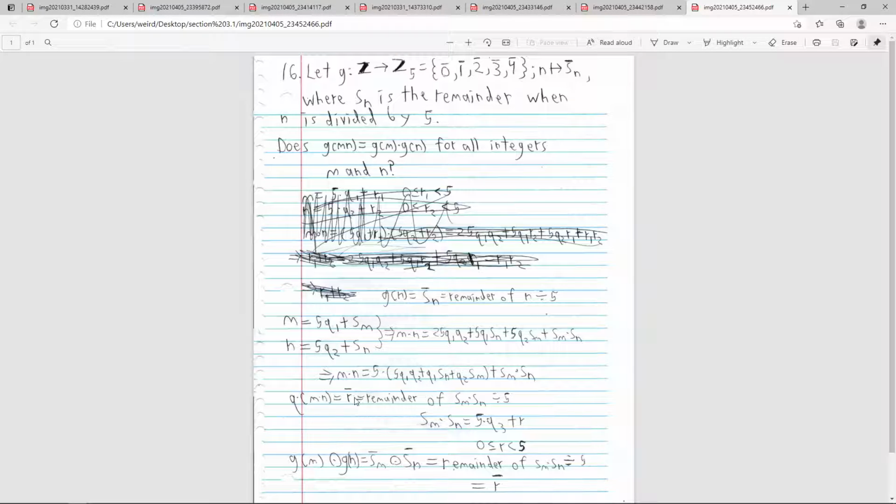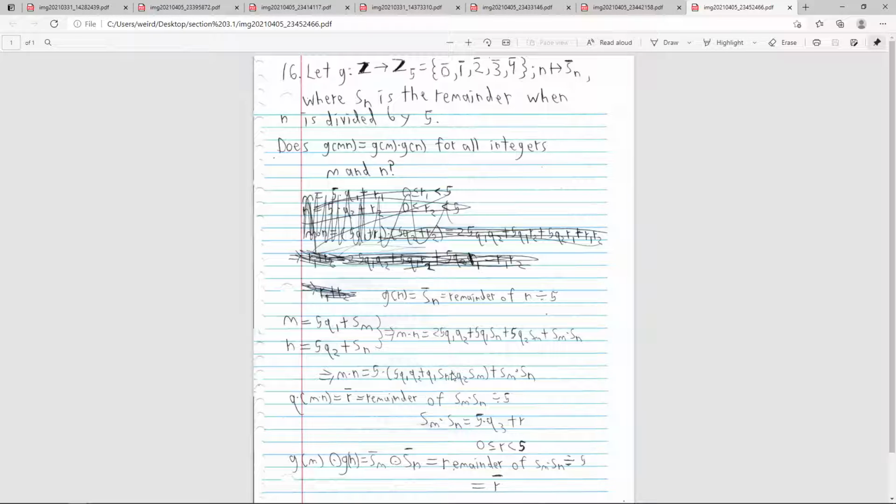So using this information, g of m times n will equal r, which is the remainder of Sm times Sn divided by 5, and you get that from this expression here, which means that Sm times Sn equals 5 times q3 plus r, where r is between 0 and 5. It's less than 5, greater than or equal to 0. And g of m modular multiplication g of n is equal to Sm modular multiplication Sn, which is equal to the remainder of Sm times Sn divided by 5, which is equal to r.